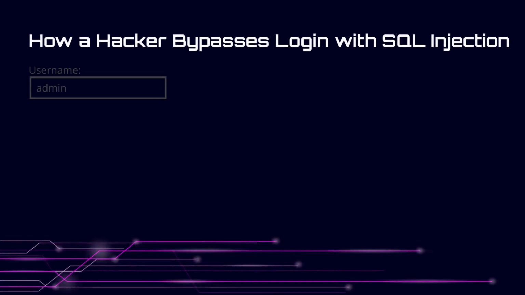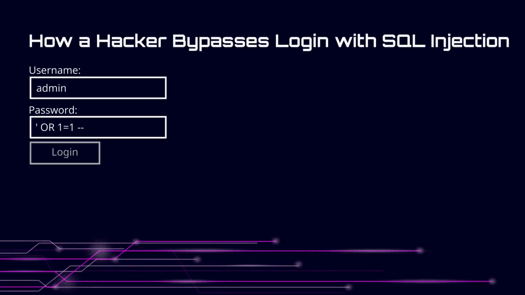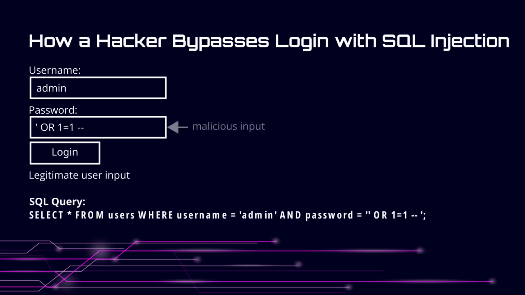If the attacker enters single quotes or 1 equals 1 dash dash as the password, the application builds this SQL query. Select star from users where username equals admin and password equals single quotes or 1 equals 1 dash dash semicolon. The injected or 1 equals 1 is always true, and the dash dash tells SQL to ignore the rest. So instead of verifying a real password, the query just says, "Is this always true?" It is, and the database returns a match. Now the attacker is logged in as admin without knowing the actual credentials.